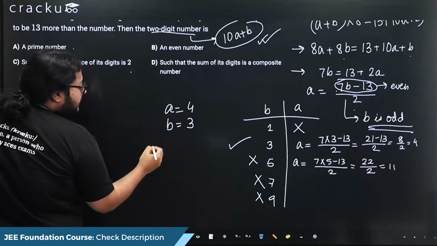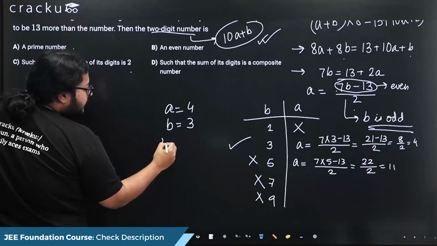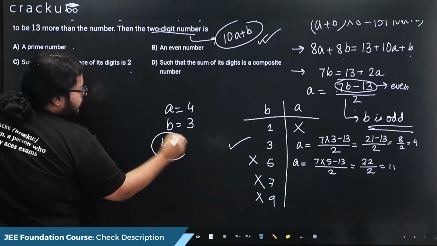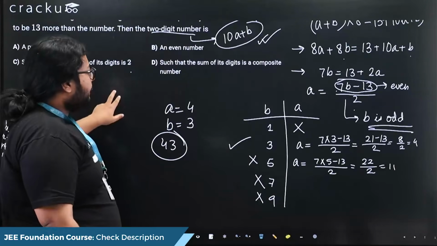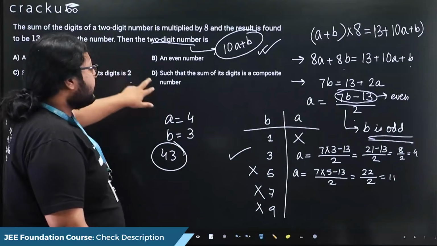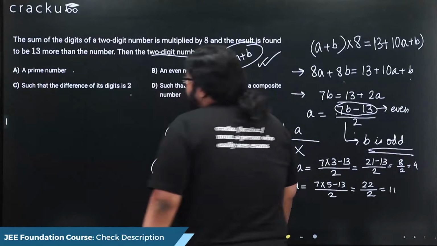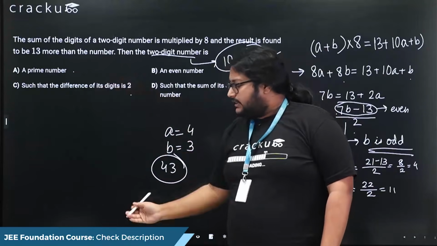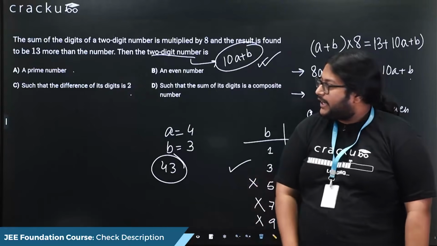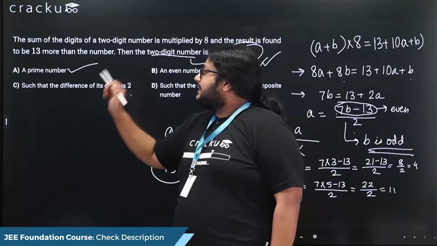So 10A plus B is what? The number is basically 43. 43 is the number. Now, let's verify the options. Option A says prime number. That is correct. 43 is a prime number. So probably this is the correct answer.